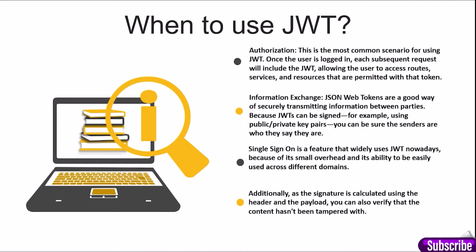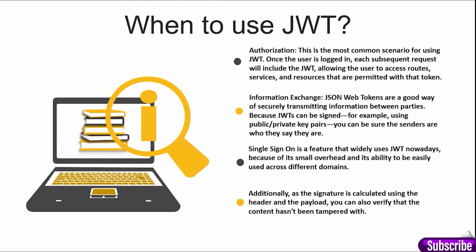So next, moving on, when to use JWT. JWT can be used in authorization. This is the most common scenario for using JWT. Once the user is logged in, each subsequent request will include the JWT token, allowing the user to access routes, services, and resources that are permitted with that token.